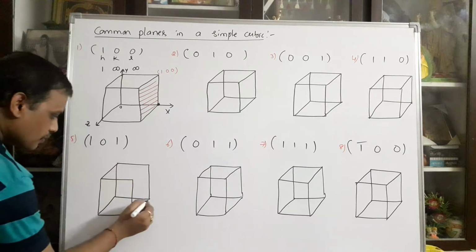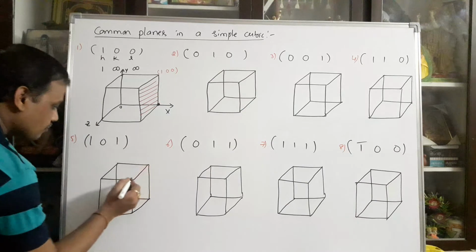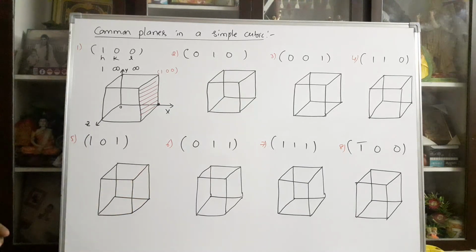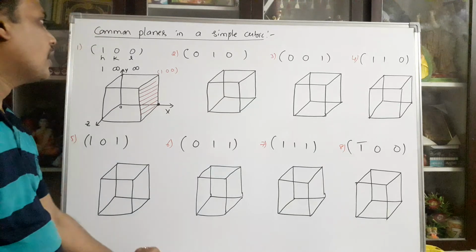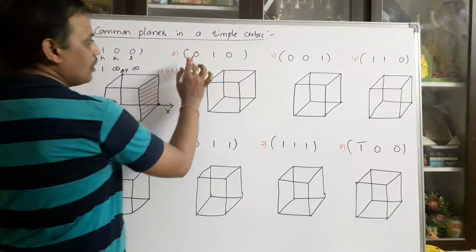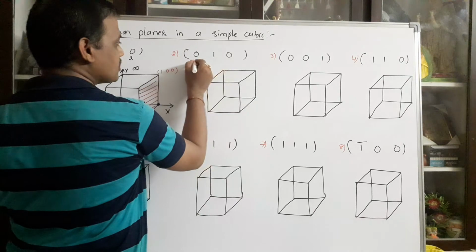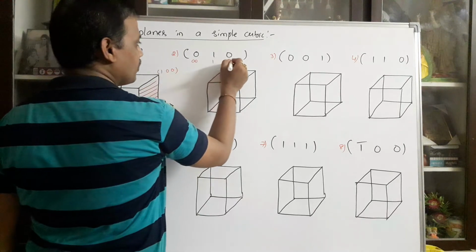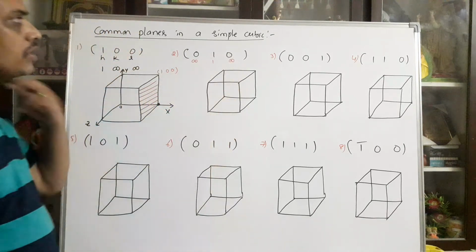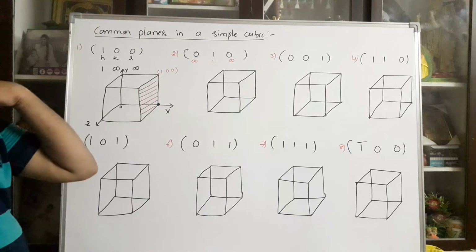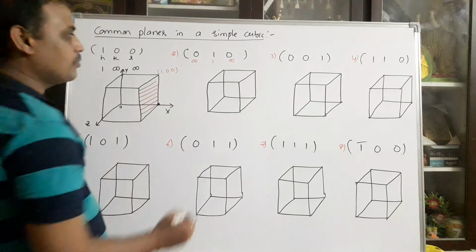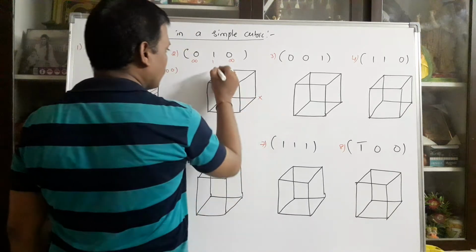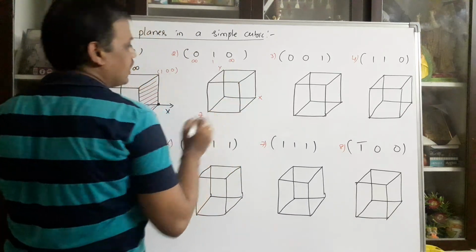Based on your flexibility you can take any direction, but you can indicate the directions particularly. So I am drawing the 3 planes. According to the second one, 0, 1, 0, nothing but intercepts infinity, 1, infinity. So the 0, 1, 0 plane is parallel to x and z axis. I am taking the x direction, y direction, z direction.